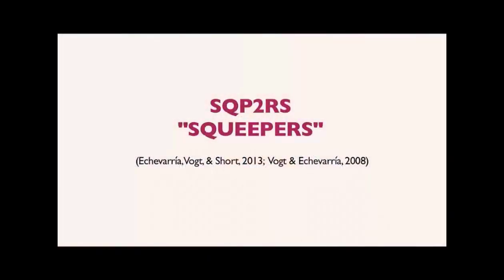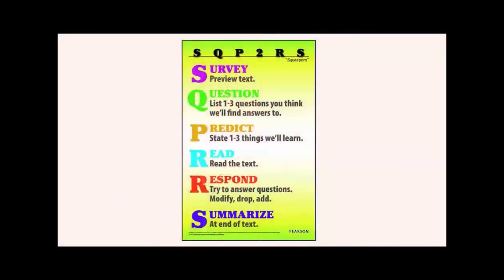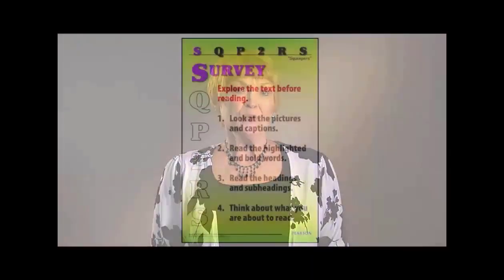An activity that I think you'll find especially effective when you're teaching your students expository or informational text. It's called SQP2RS, which is impossible to remember, and so a group of kids, third graders, decided to name it Squeepers. What it is, is an instructional framework for teaching your students how to think like readers in informational and expository text. So let's look at the steps of Squeepers. The very first step is that your students will preview text, and I usually suggest no more than about a minute for a preview.